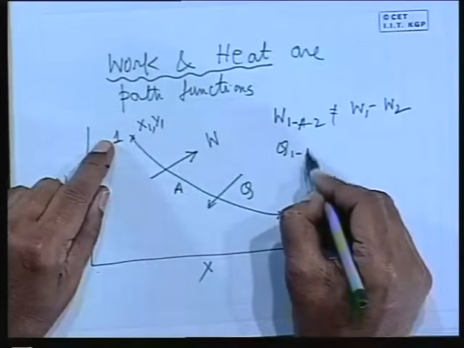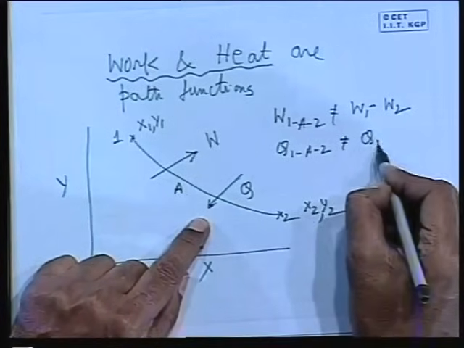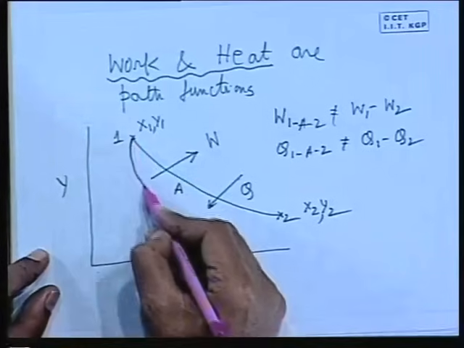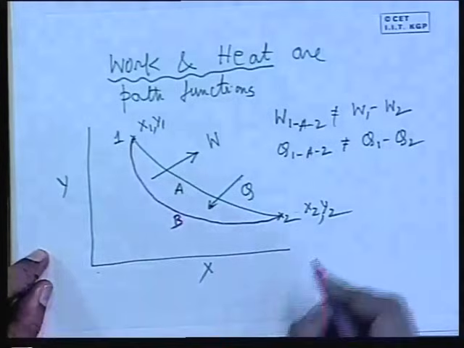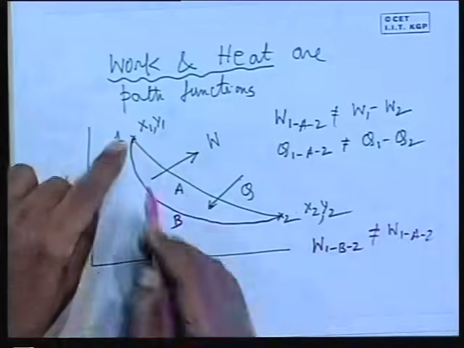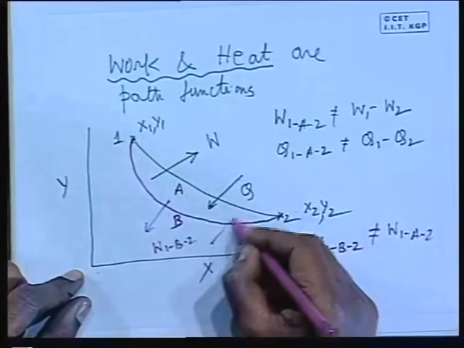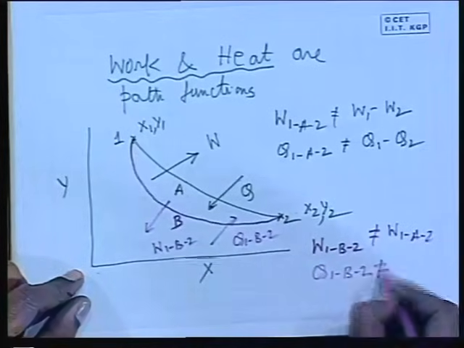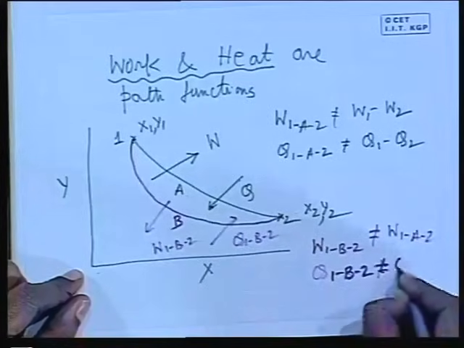Similarly, Q1a2 is the heat which is being given to the system in this process, which is not equal to Q1 minus Q2. Which means that if we have another path, for example, we make this system go from state 1 to state 2 through a path 1b2, in that case W1b2 will not be equal to W1a2 because they are path functions. If the heat given in this path is Q1b2, then Q1b2 is not equal to Q1a2.